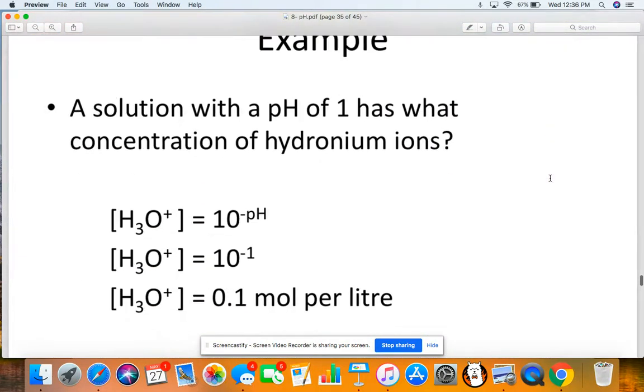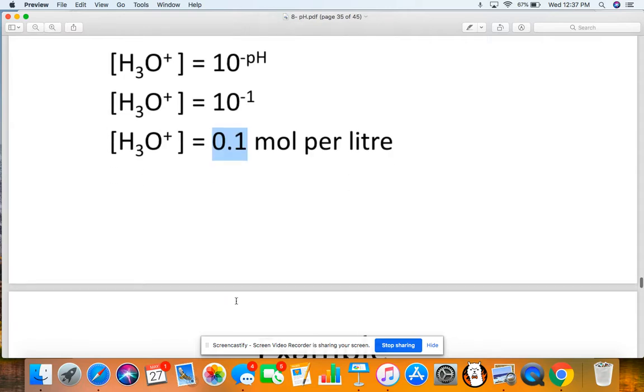So let's take a look at an example of a question that we could ask you. You've been told this: a solution with a pH of 1 has what concentration of hydronium ions? We're going to use this formula here. So in order to figure out our concentration, we're going to take 10 and we're going to punch in negative pH. So if we punch this into our calculator, we're going to find the concentration of hydronium ions is 0.1. And since it is a concentration, we're going to use the unit mole per liter.